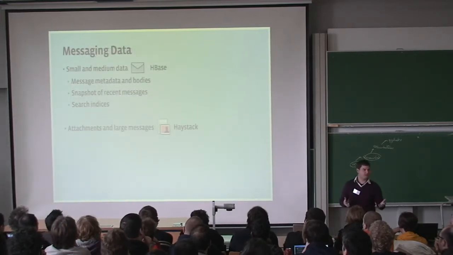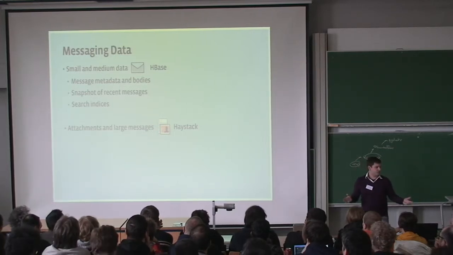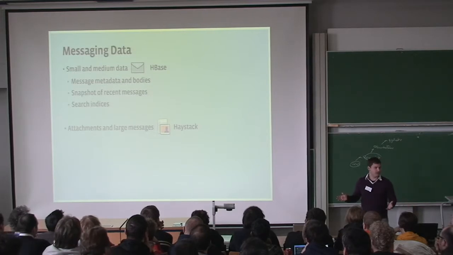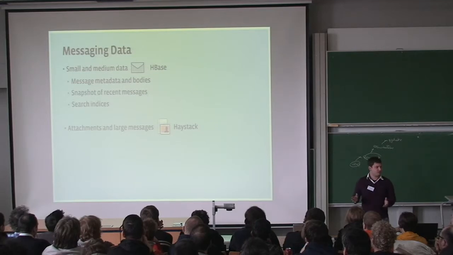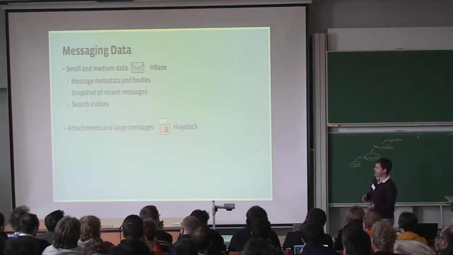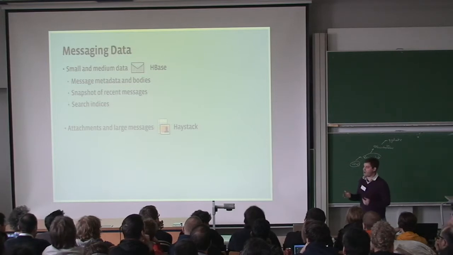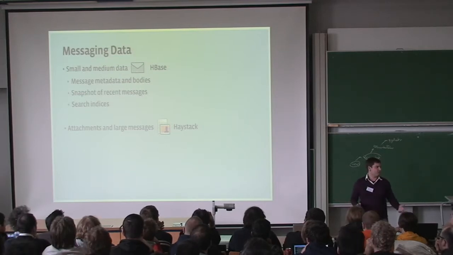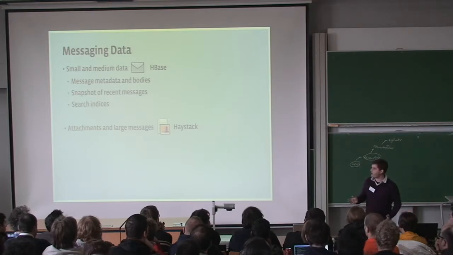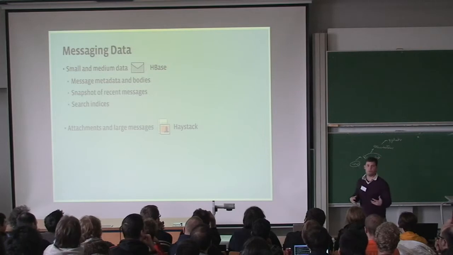So what's really interesting is that for our data backend, one thing we did not choose was MySQL. We actually decided to use HBase for our small and medium data, so your normal messages and your chats. That also covers a cache of your front page, a snapshot of that, and also your inverted search index. For attachments and large messages, we already had a really good existing infrastructure with Haystack, which is a separate product that they're working on getting more public as well.